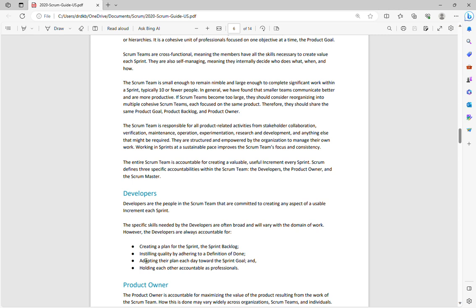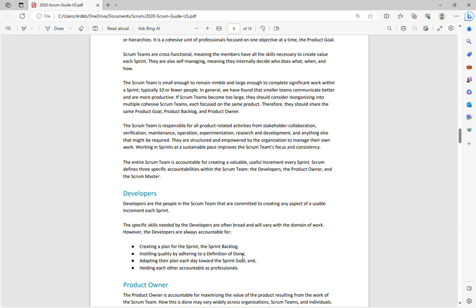And next is instilling quality by adhering to a definition of done. So it means maintaining quality of the work by sticking to the definition of done. Whatever work the team is performing as part of the sprint, they need to make sure they are producing a quality product, or maintaining the quality of the work. So how can they do that? By sticking to the definition of done.